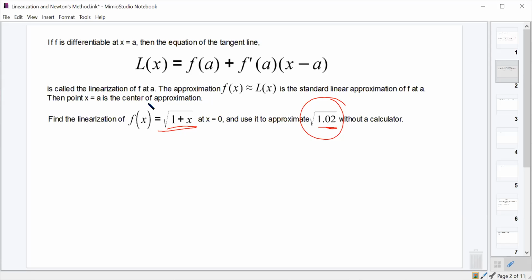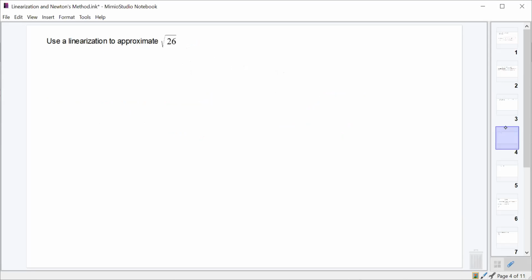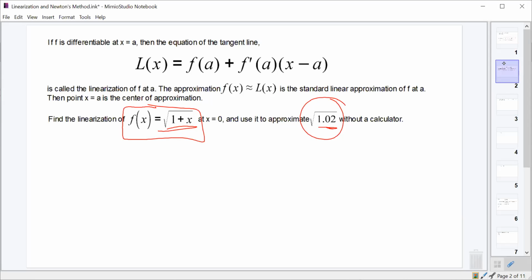First, I'm going to give you things like square root of 26. So we're going to approximate that. So the first thing you need to be able to do is come up with a function that you are going to use for finding that value. So we're looking to find the square root of 1.02. And so we're going to use the function f of x equals the square root of 1 plus x to do that.